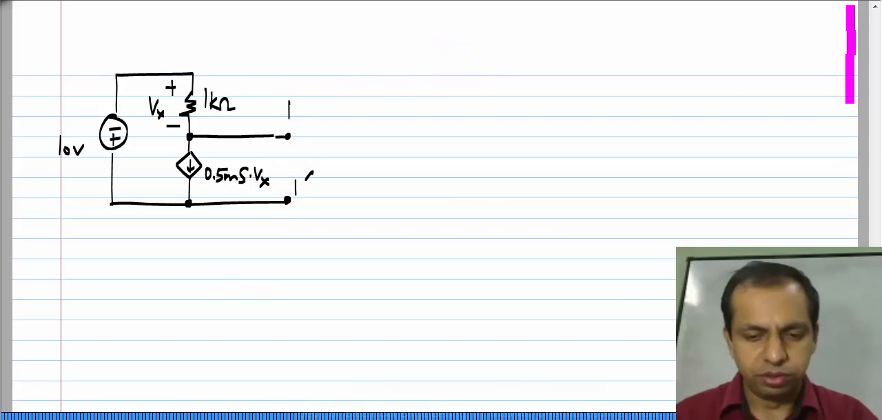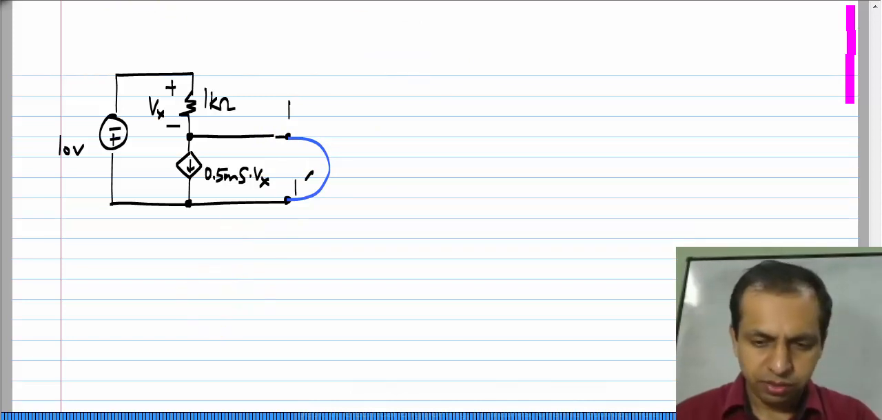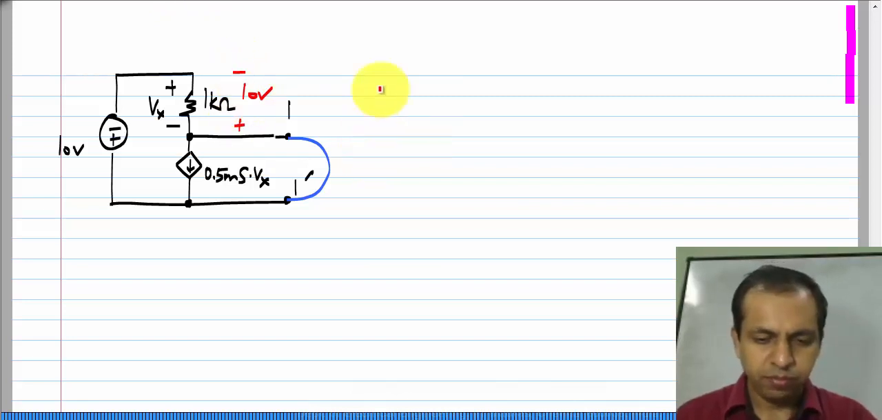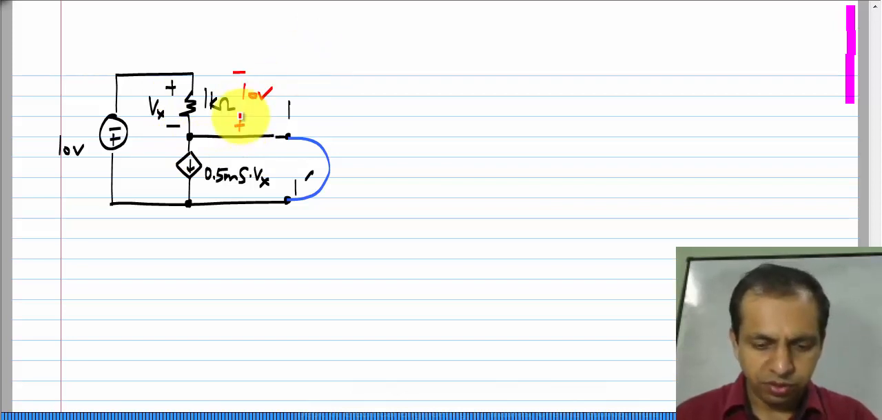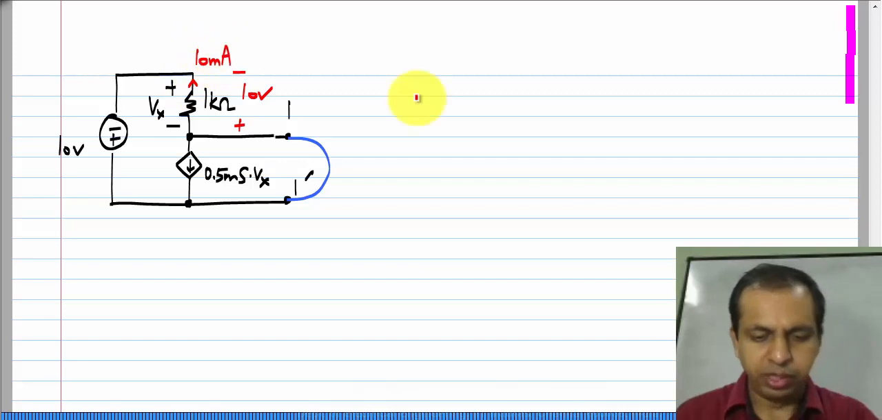So, first I have to find the short circuit current. So, I form a short circuit between these two. Then you can clearly see that this 10 volt source appears directly across this 1 kilo ohm resistor, and the polarity is like that, that is 10 volts. So, this V x is minus 10 volts. First of all, this 10 volt across the resistor causes a current of 10 milliamp in that direction.